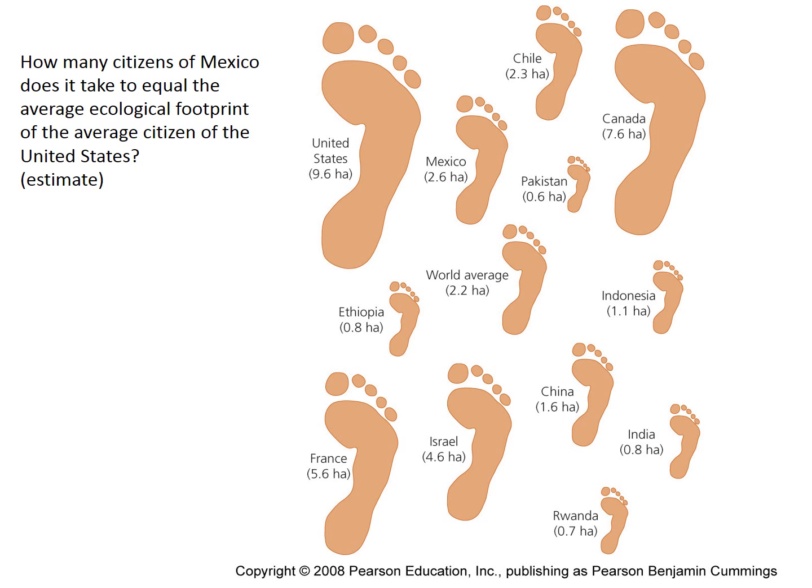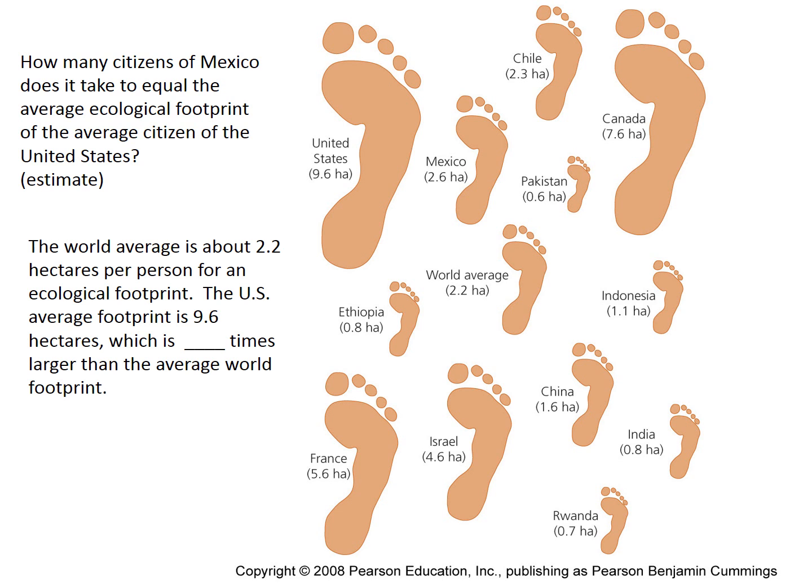All right, and then here's just a little math to start practicing. So how many citizens of Mexico does it take to equal the average ecological footprint of the average citizen of the United States? All right, so that's pretty straightforward. All right, and then if the world average is about 2.2 hectares per person and the US is 9.6, how much more than the average world footprint is the United States? Okay, and you can think about why this might be the case.